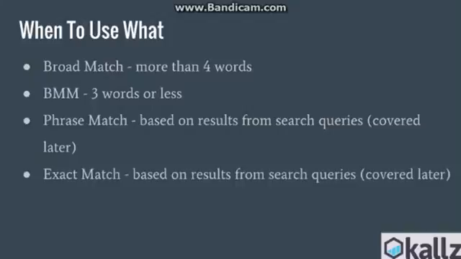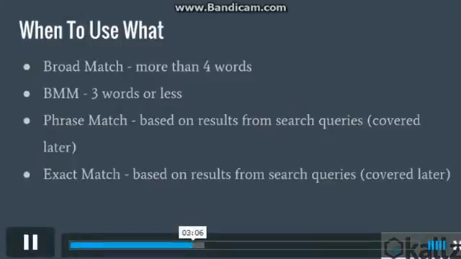And the same goes for exact match, again based on results from the search queries, and we're going to be covering that later. So now we know what broad match modifier, phrase match, and exact match are. We know when to use them in our keywords. Now we're going to cover actually how to create them.